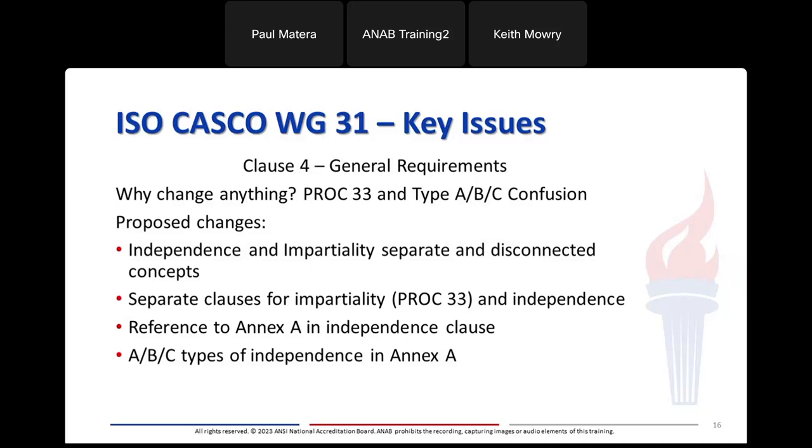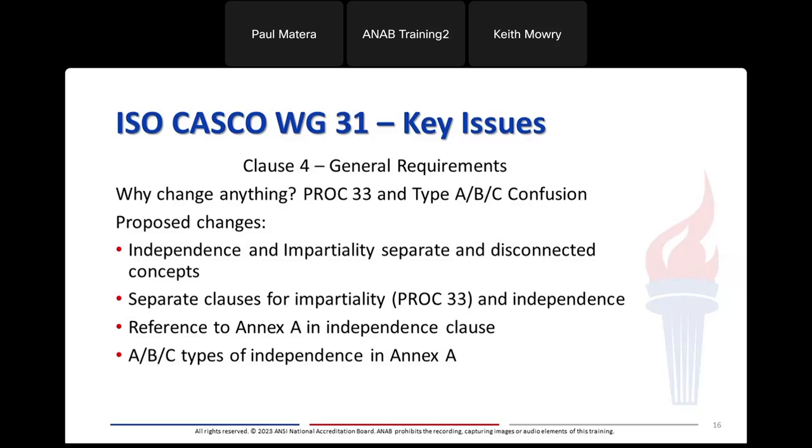And then we took out the whole annex, or the ABC type of independence, in the body of the standard, and we moved it, or we expanded it, down in Annex A. So there's a lot more information in the future Annex A about type A, type B, type C. That question, though, is still being debated.